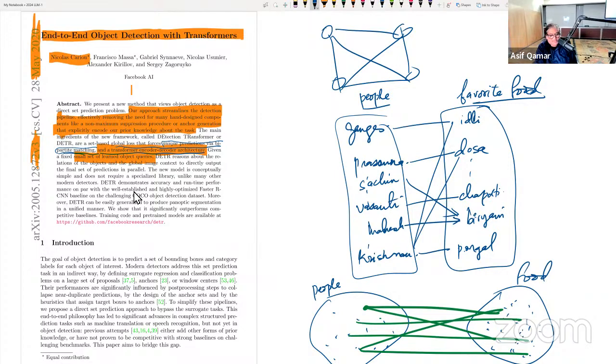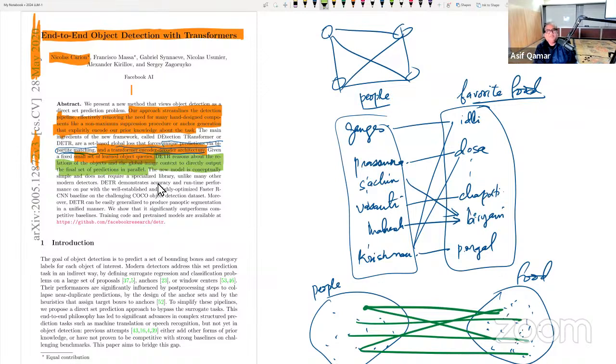and what it says is that DETR reasons about the relationship of the objects and the global image context to directly output the final set of predictions in parallel. That sentence is the most important result, and that is the contribution of this paper. DETR reasons about the relationship of the objects and the global image context to output the final set of predictions in parallel. The new model is conceptually simple and does not require a special library.